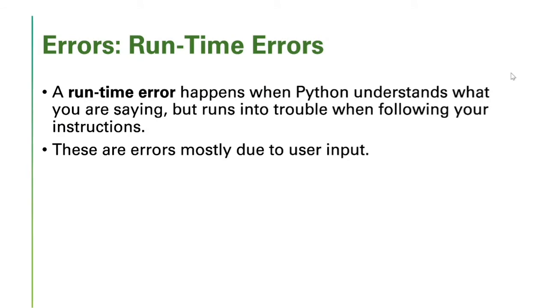Now, the third type of error that we are going to see is the runtime error. A runtime error happens when Python understands what you are saying but runs into trouble when following your instructions. These errors are mostly due to users' input. The program does not have any errors. The program runs very fine, but when the program asks the user to input something, the user enters an unexpected value, and because of that unexpected value the program encounters an error. That is known as the runtime error.